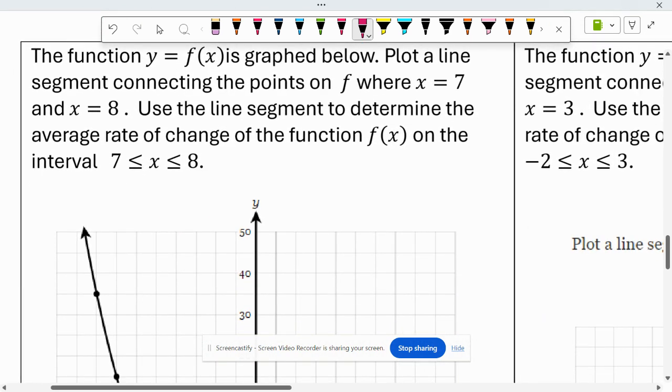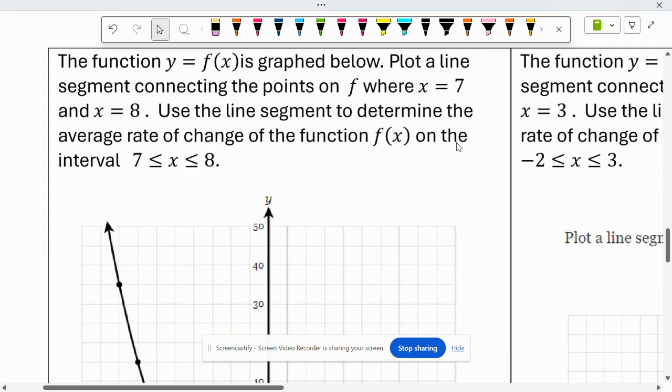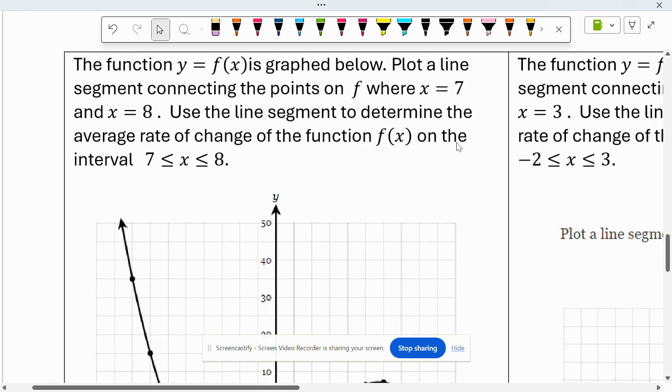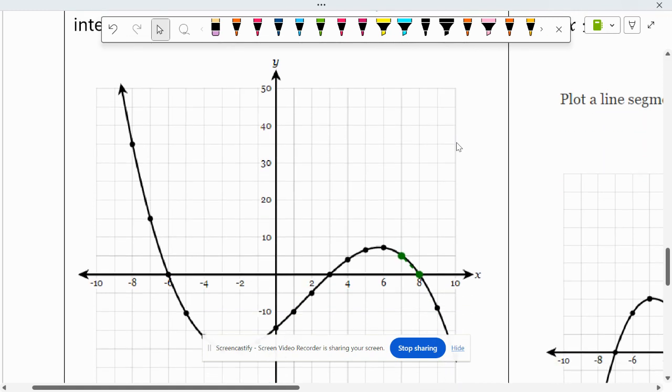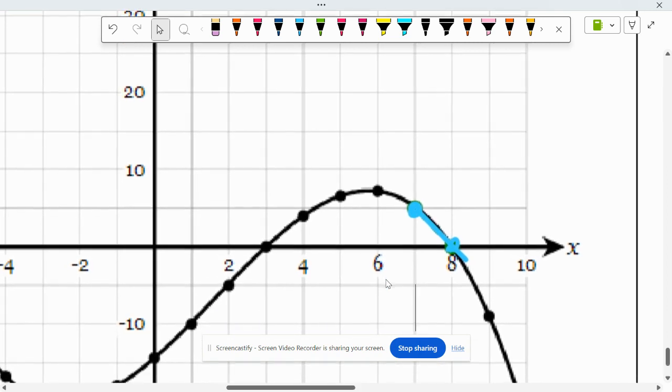The function y equals f of x is graphed below. Plot a line segment connecting the points on f where x equals 7 and where x equals 8. And then you're going to use that line segment to determine the average rate of change. And you can't get through this activity without plotting your points. So I have to see what happens when x is 7. And then it's going to start drawing a line for me to when x is 8. I know that's really tiny. Those are really close together. I'm going to kind of blow it up.